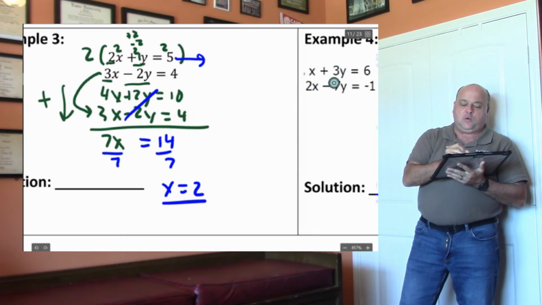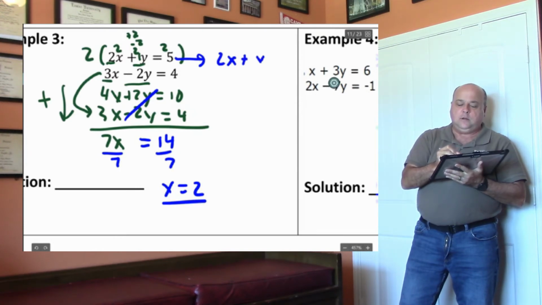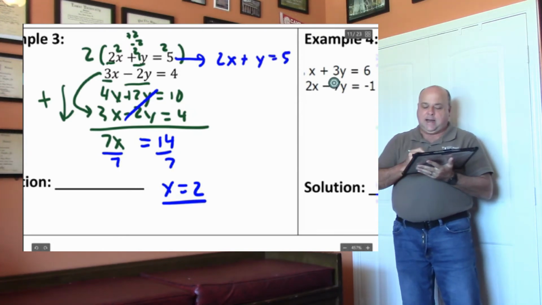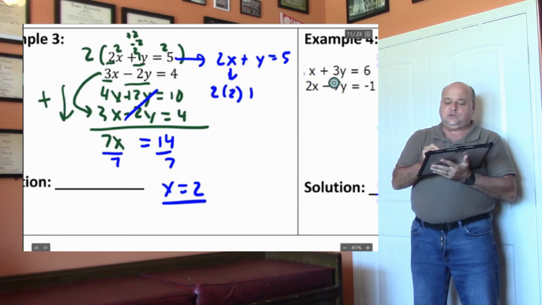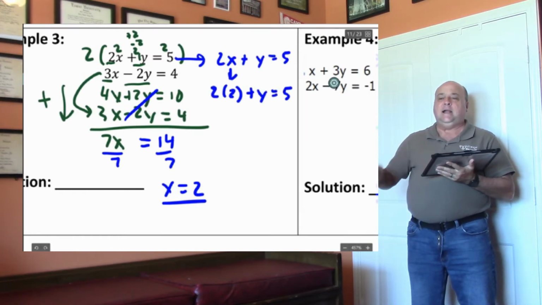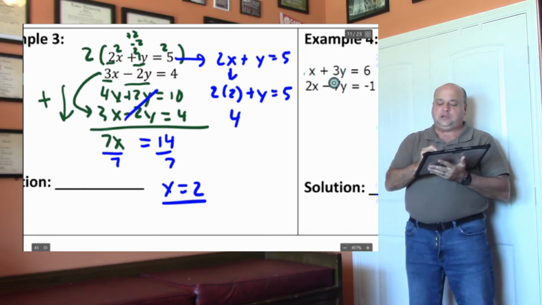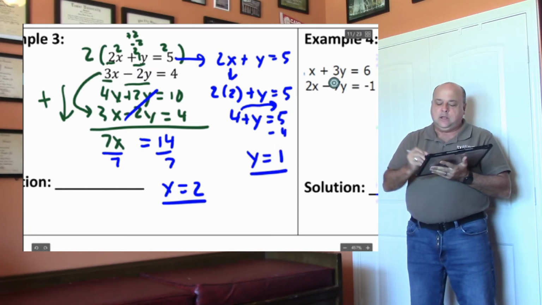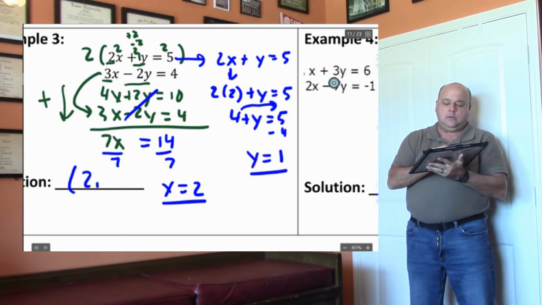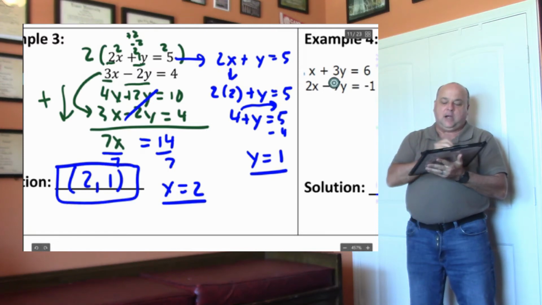So take the top equation. It doesn't matter which one. And write it over here. And I know the x is 2. So I'm going to replace this x with 2. And now I'm going to solve for y. 2 times 2 is 4. What can I add 4 to and get 5? You're going to add 1, right? So 2, 1 would be the ordered pair that works.